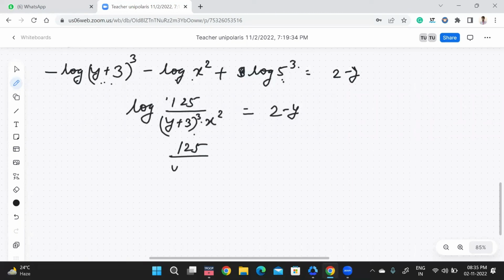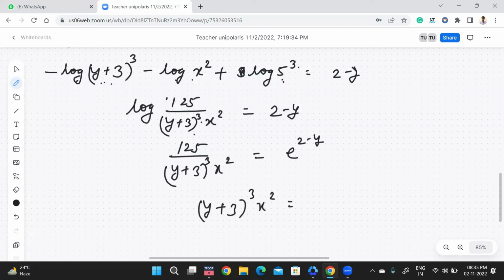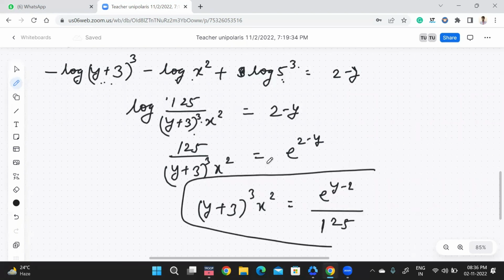So here we'll get (y plus 3) whole cubed times x squared gives e raised to the power 2 minus y. Now we can just take the reciprocal to get that (y plus 3) whole cubed times x squared is, when you take the reciprocal, e raised to the power y minus 2, or you can write it as 1 upon e raised to the power 2 minus y, both are the same, and 125 in the denominator. So if we had not taken plus 2, this 125 wouldn't be here, and the answer would have matched.